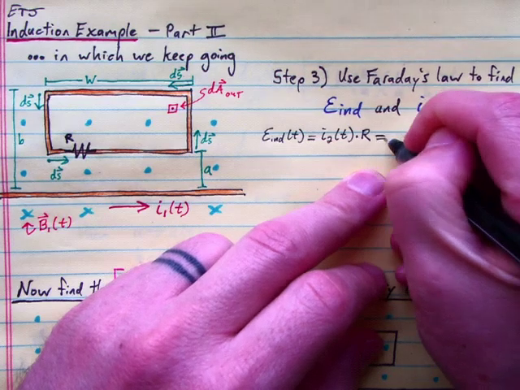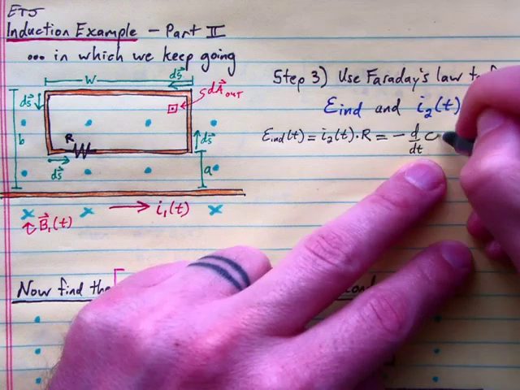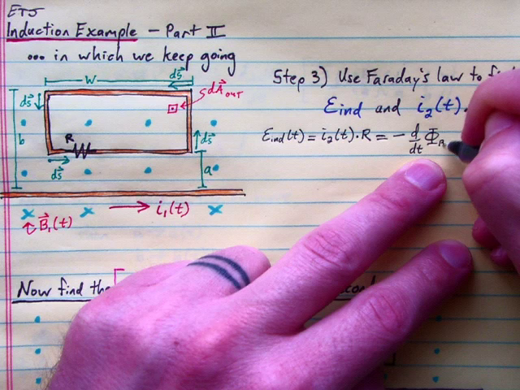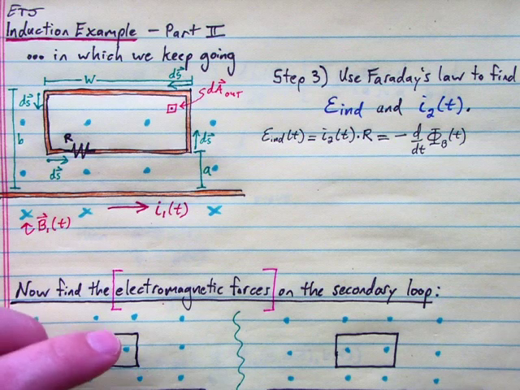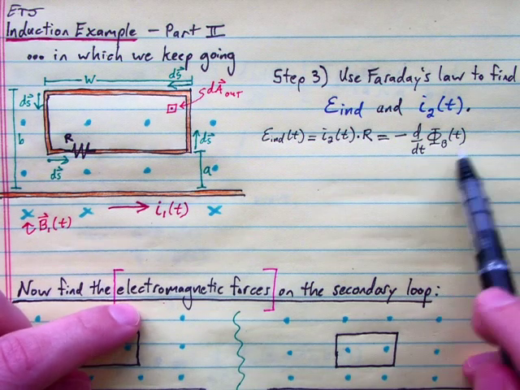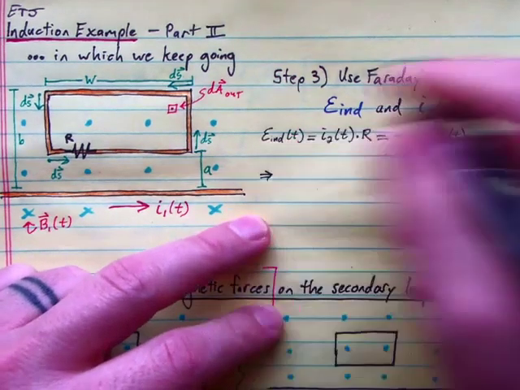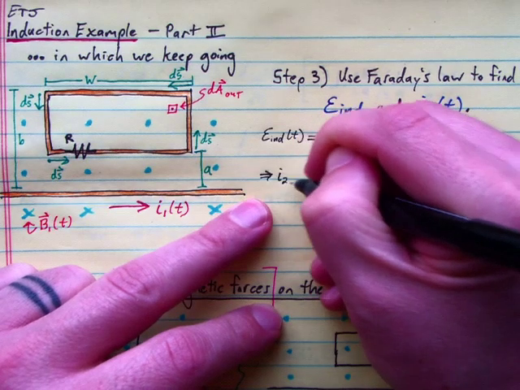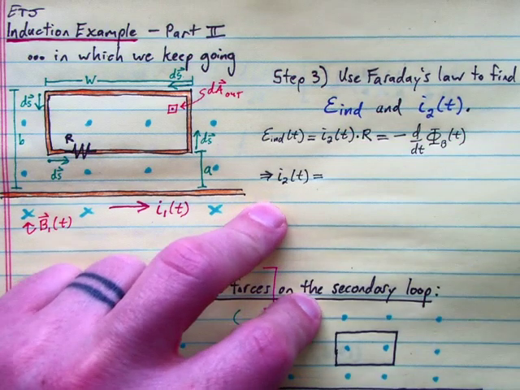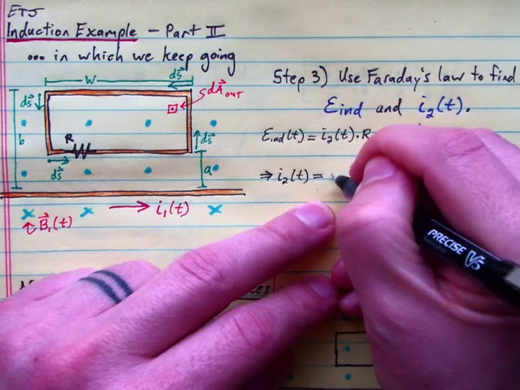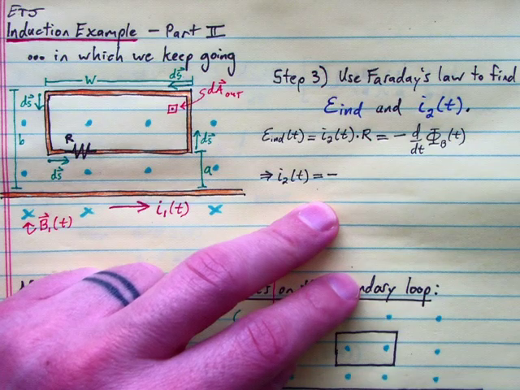That is equal to the opposite of the time derivative of our magnetic flux through that rectangular loop. Okay, so from step 2, we've got our expression for the magnetic flux through that rectangular loop. And so we find that the induced current in the secondary as a function of time will be equal to the opposite of, and our expression for the phi b was as follows.